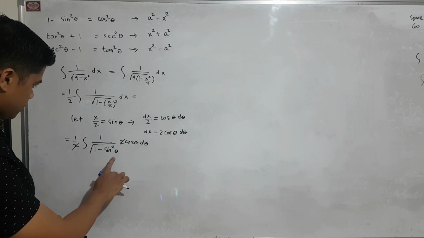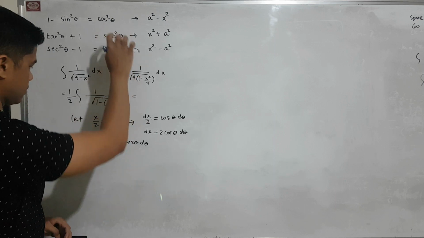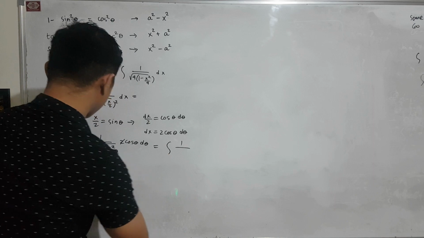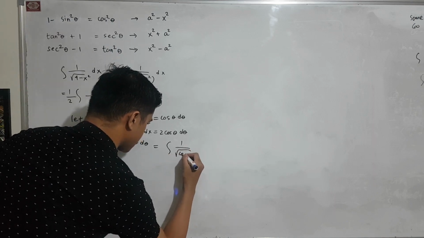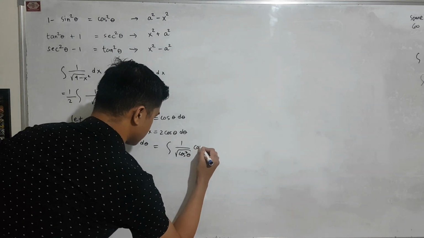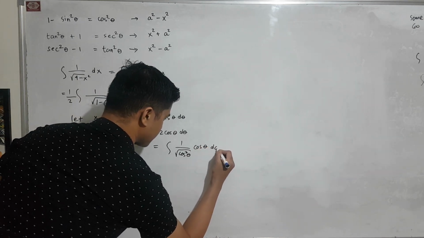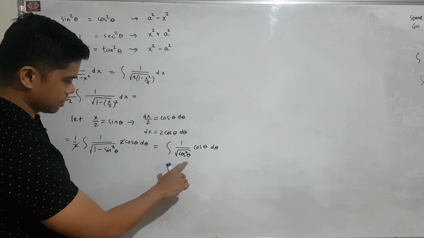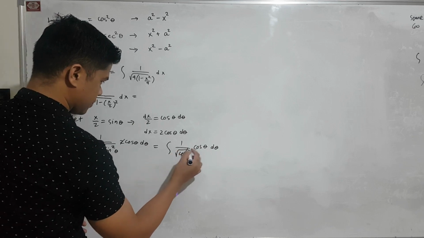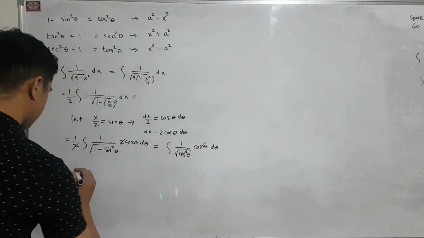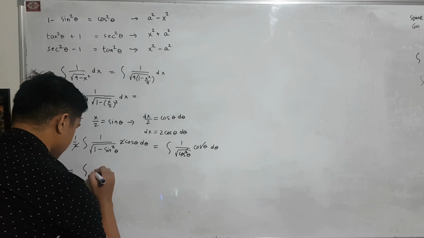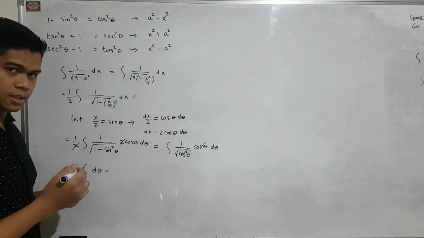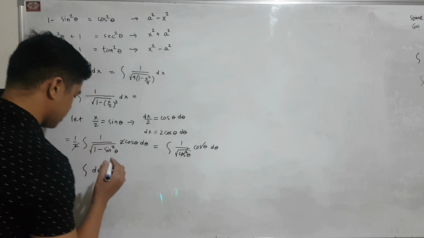Now we have 1 minus sine squared, which is equivalent to cosine squared. So this integral is equivalent to 1 over the square root of cosine squared theta, and we also have cosine theta on the top. As you notice, you can cancel the radical and the square, and after that, you can cancel with the cosine. So we're left with the integral of just d theta. The integral of d theta is just theta.